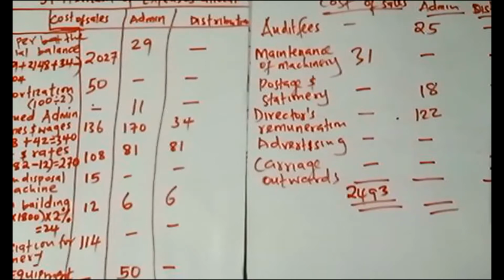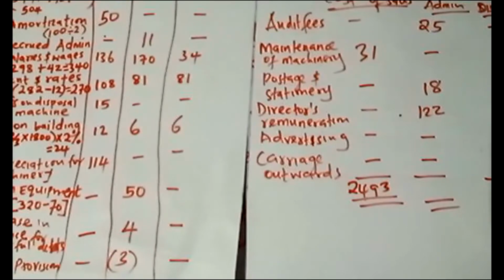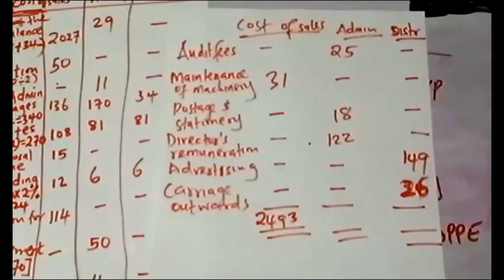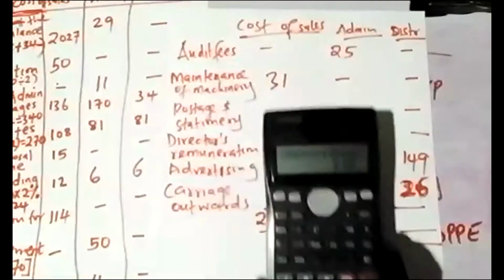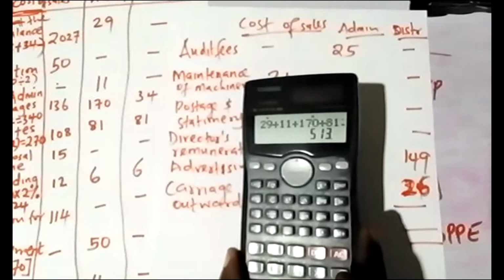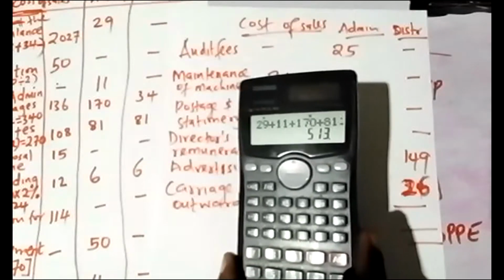Plus 81, plus 6, plus 50, plus the 4, minus 3. Then we have the others here, 25, 18, 122. 130. 18. Are you getting this? It's supposed to be 513. Yes. The 513. It's supposed to be 513.